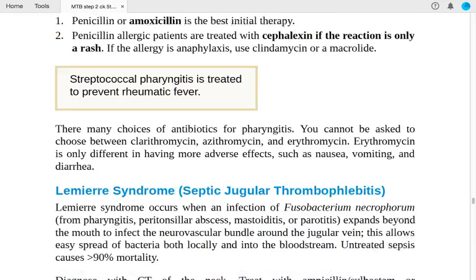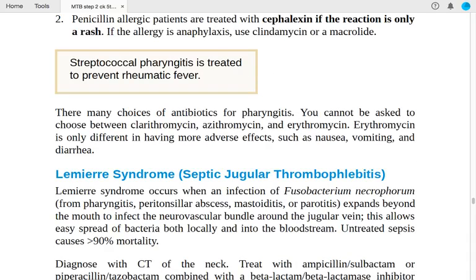Now, streptococcal pharyngitis is treated to prevent rheumatic fever. So, this is the only point of order here. We have to treat this infection in order to prevent a patient from getting rheumatic fever.